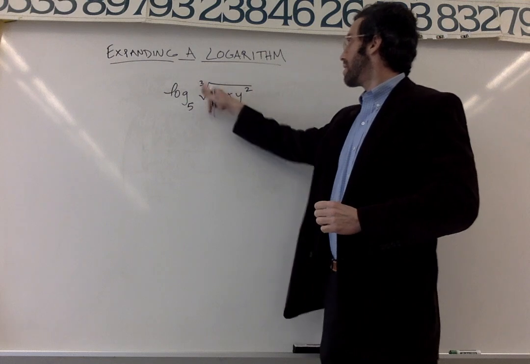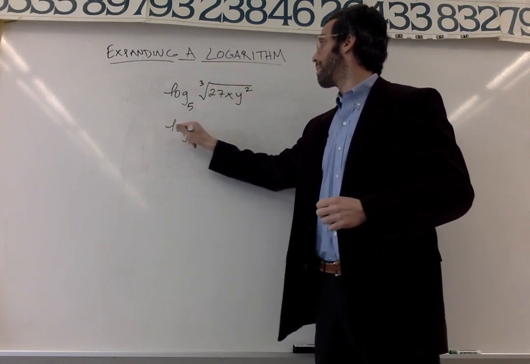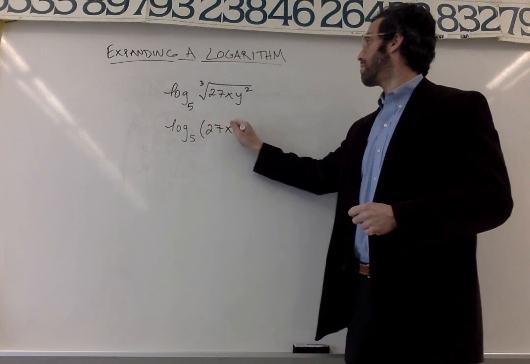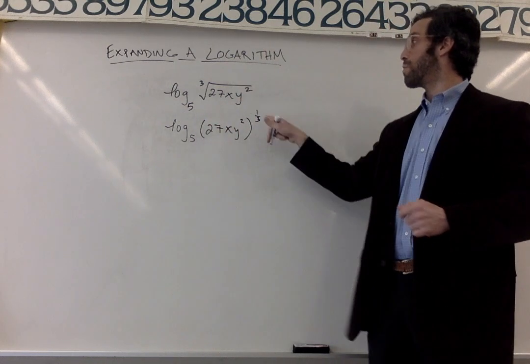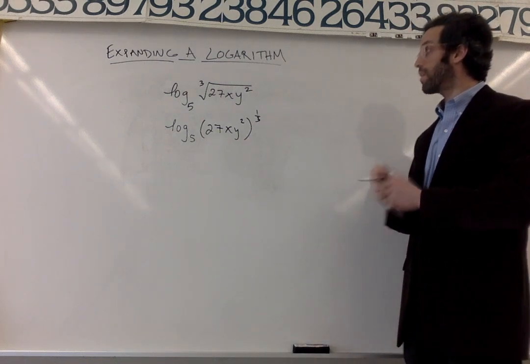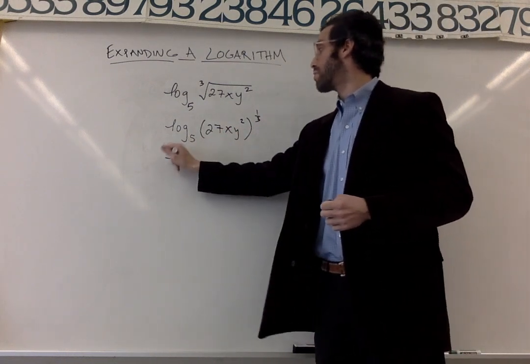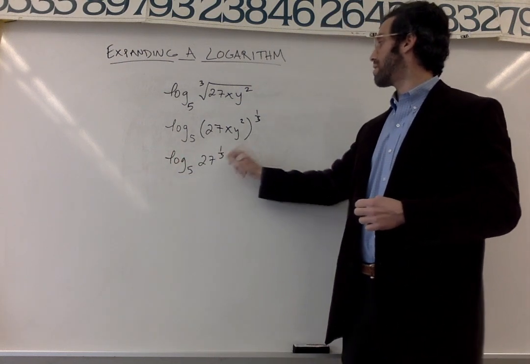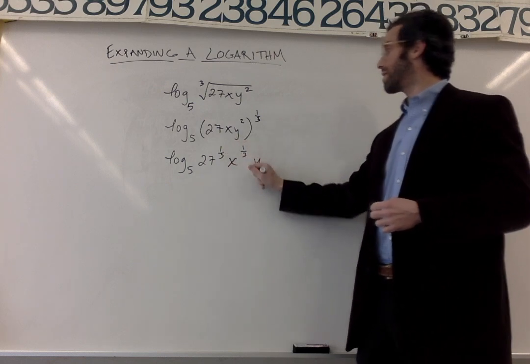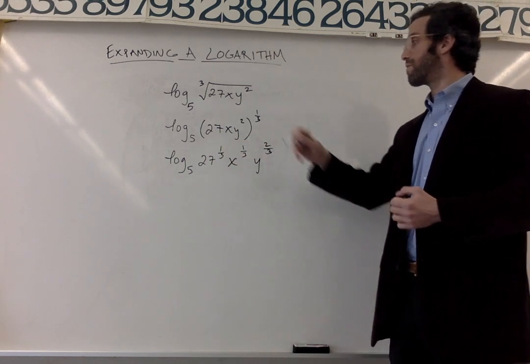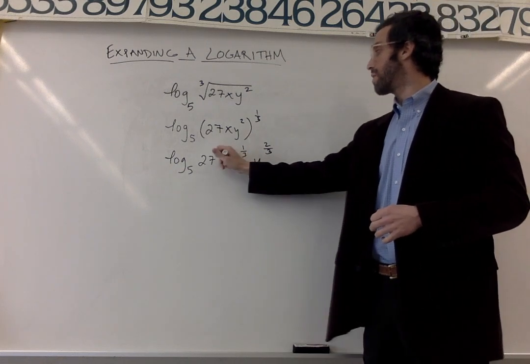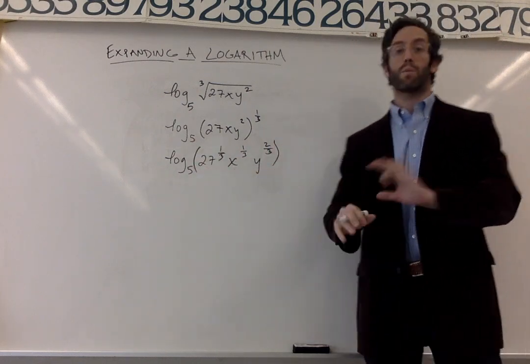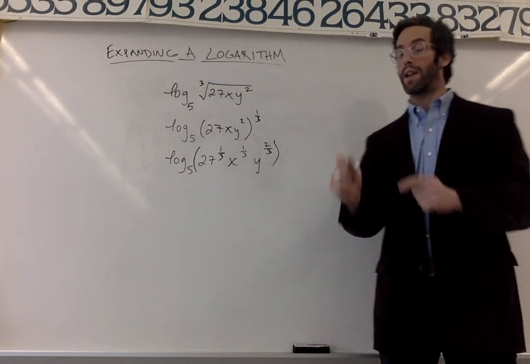So I'm going to rewrite this as log base 5 of, first of all, probably want to do this kind of carefully. The cube root means the 1/3 power, right? Now I'm going to raise each of those three expressions to the 1/3. This is why we study exponents before we get into logarithms, because rules of exponents are very important for rules of logs. Right? So we have 27 to the 1/3, x to the 1/3, y to the 2/3. I haven't done anything with logarithms yet, right? I'm just simplifying the exponential expression.